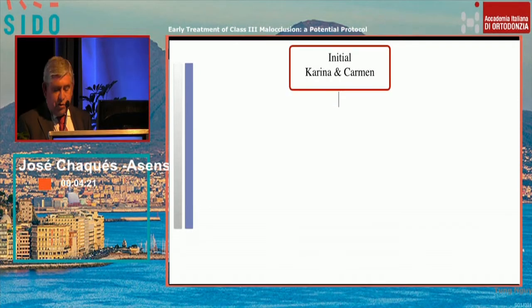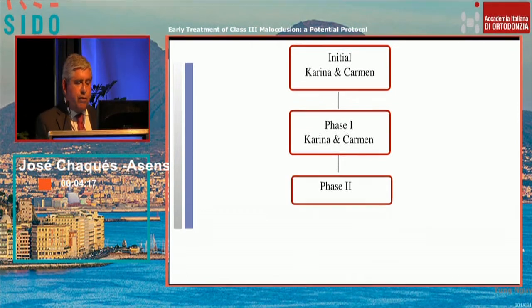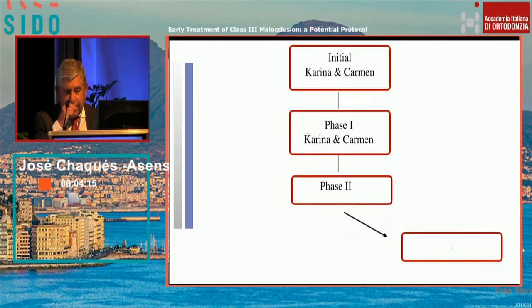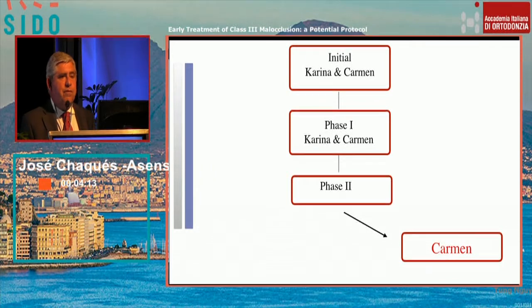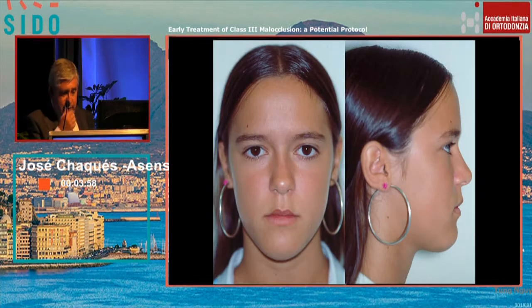So at the initial stage, we have the 2 twins. Then we started phase 1 with the same protocol for the 2 of them. Then from here, the destiny for Carmen and Karina was different. Carmen, if you know the opera, was meant to have a fatal destiny. Not so fatal. But I started the second phase when growth was over.